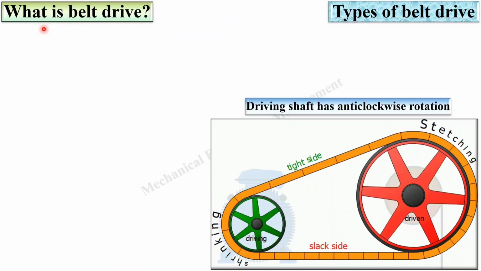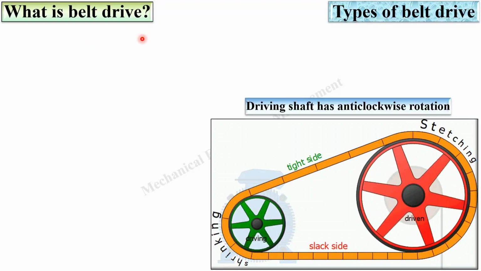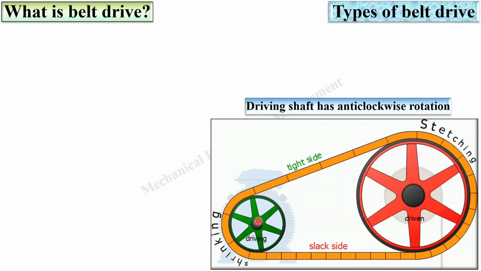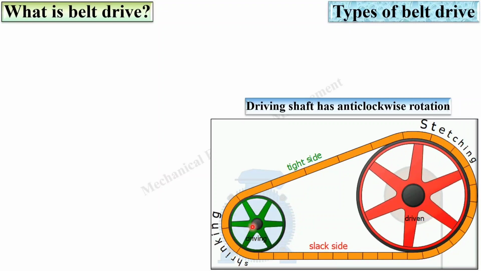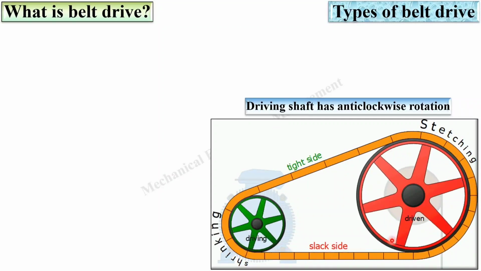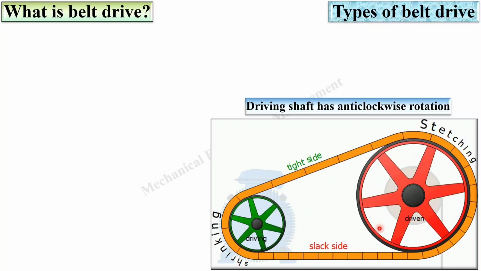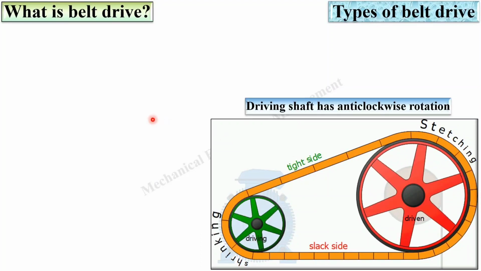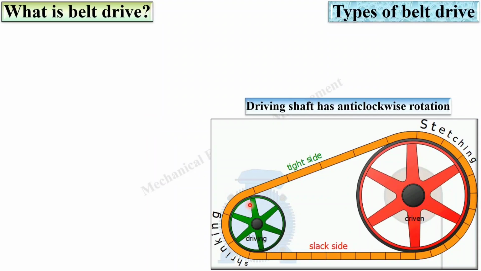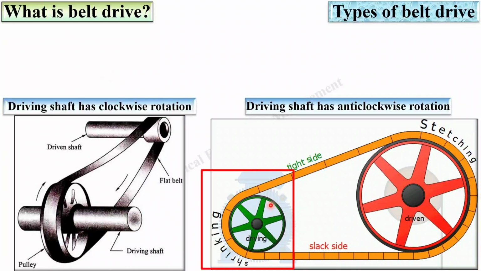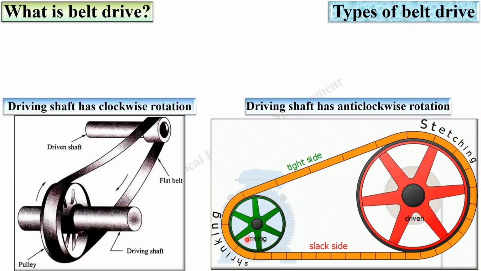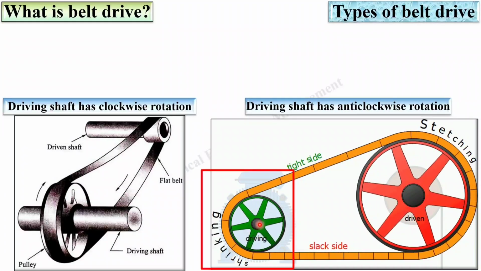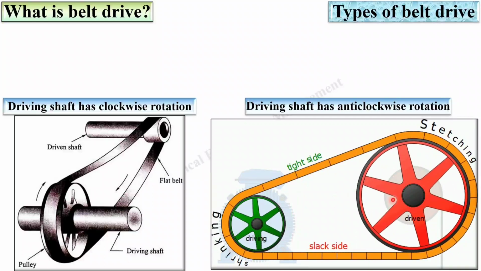Now let's see first one. What is belt drive? So here you can see this is the driving shaft. That means you can provide the input over here, so that you can transmit the power from driving shaft to the driven shaft with the help of the belt drive. In this figure you can see the driving shaft is rotating in anti-clockwise direction, and so the driven shaft also. So both having the same direction.